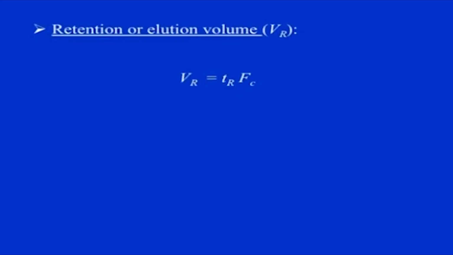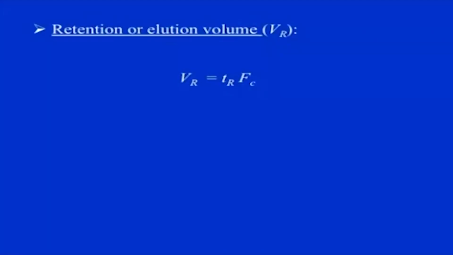Then, as with the retention time, there is another term called retention volume or elution volume. If we have to define this, then retention or elution volume is the volume of mobile phase required to elute the analyte under standard conditions. Now, elution volume and retention time are related by the flow rate.